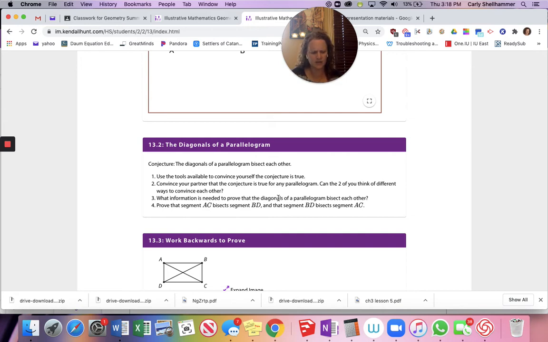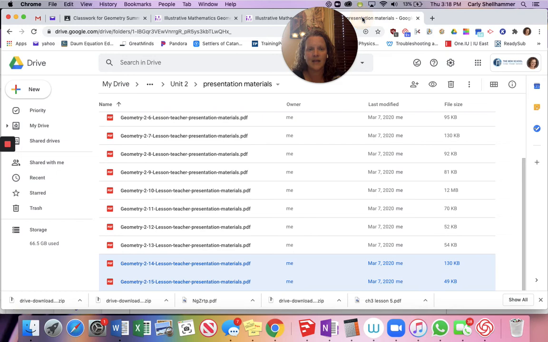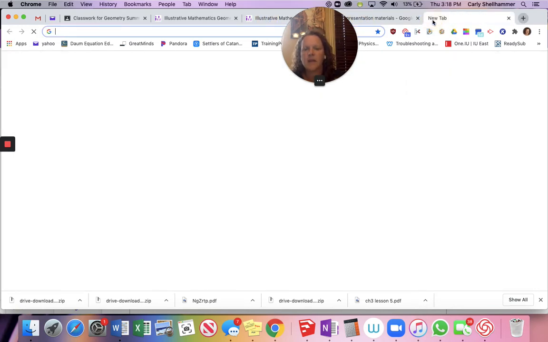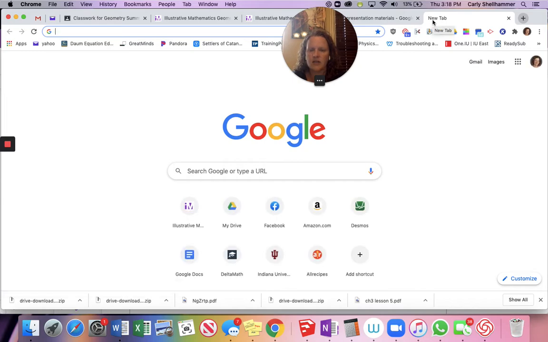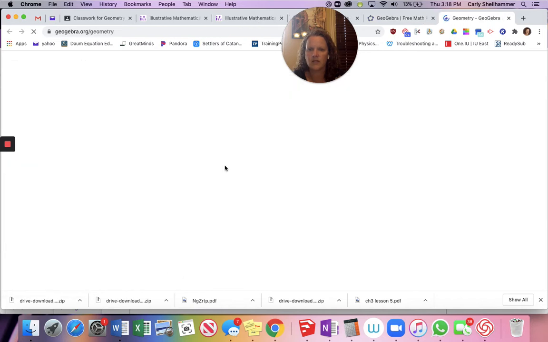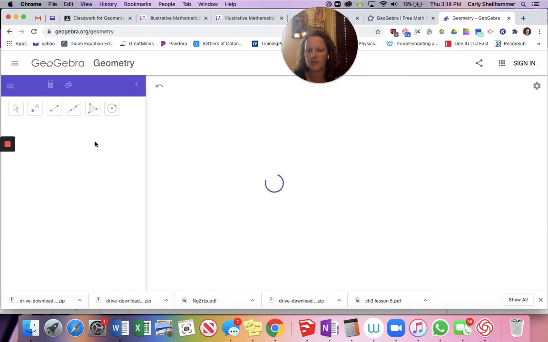The diagonals of a parallelogram. Conjecture: diagonals of a parallelogram bisect each other. So that's our guess. Now we have to prove it. Use the tools available to convince yourself the conjecture is true. So let us do that. The diagonals of a parallelogram bisect each other. In GeoGebra, I'm going to construct this with you watching so you see it's not impossible to construct.